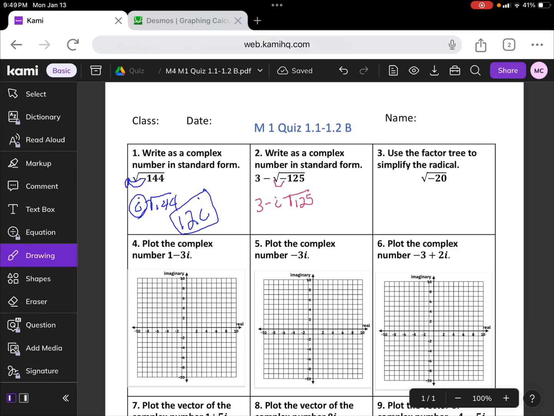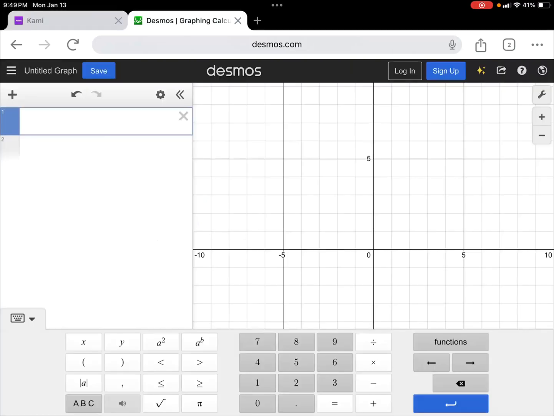Like I said, if you don't know, then use your Desmos, because this one's not asking you to do a factor tree. So you're going to put the square root of 125. Now remember, if it's a perfect square, it's going to be an even number. Well, look, this is 11.18, blah, blah, blah. So you know that that's not a perfect square.